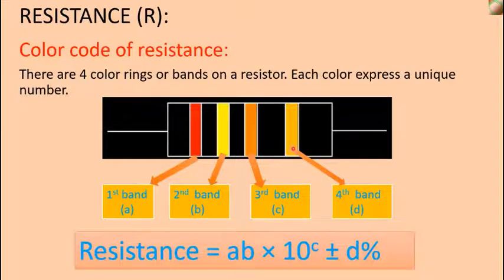Depending on the color, it will express a percent. If this color expresses 5%, it is plus minus 5%. If this color expresses 10%, it is plus minus 10%, that is, the value will vary plus 10% or minus 10%.